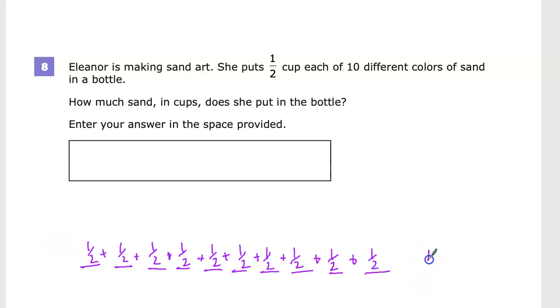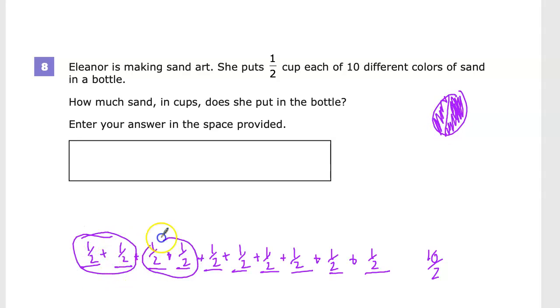And if you do this, you'll get 10 over 2, and then we can work on that. But what we could also do is group things together. If you have 2 1/2s, so if I have this 1/2 filled in, and I have this 1/2 filled in, that's one whole, right? So I'm just going to group together groups of 2 1/2s, and each one of these represents a whole.